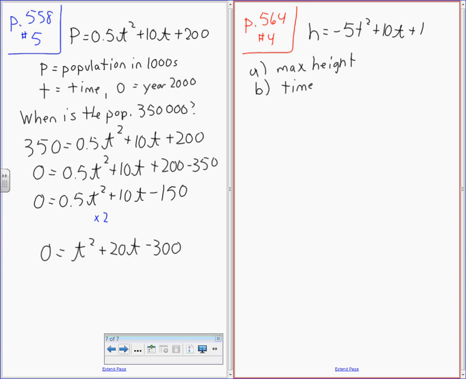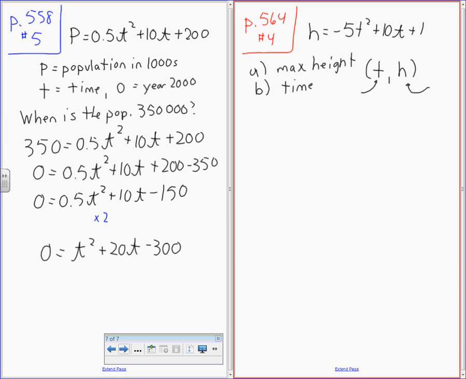Just think, this is like y equals negative 5x squared plus 10x plus 1. So when you get your vertex, the x value is going to be your time, and the y value is going to be your height. The reason I need that is because when you want your height, you're going to grab the y value. That's the answer to part A. The answer to part B is just going to be your time.